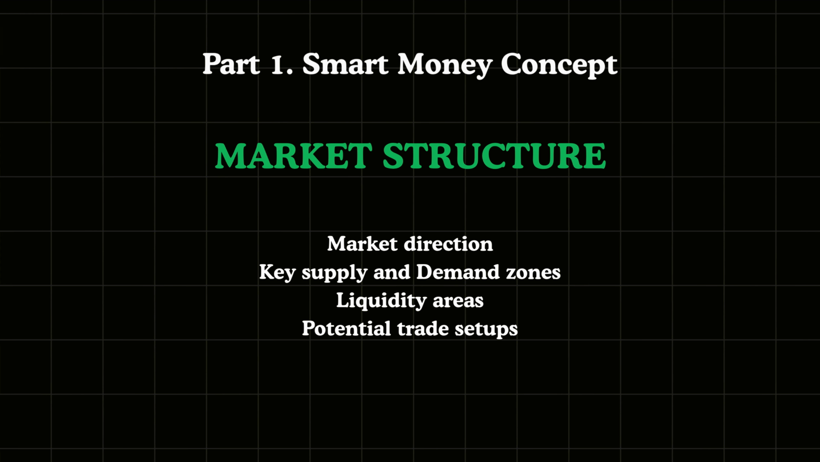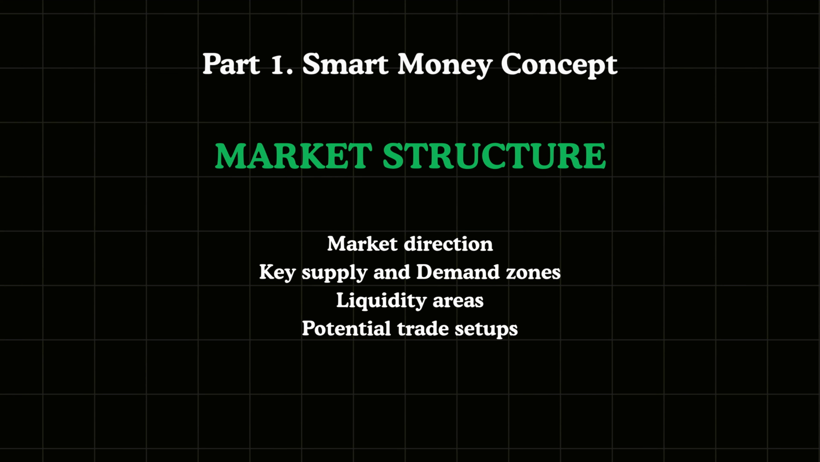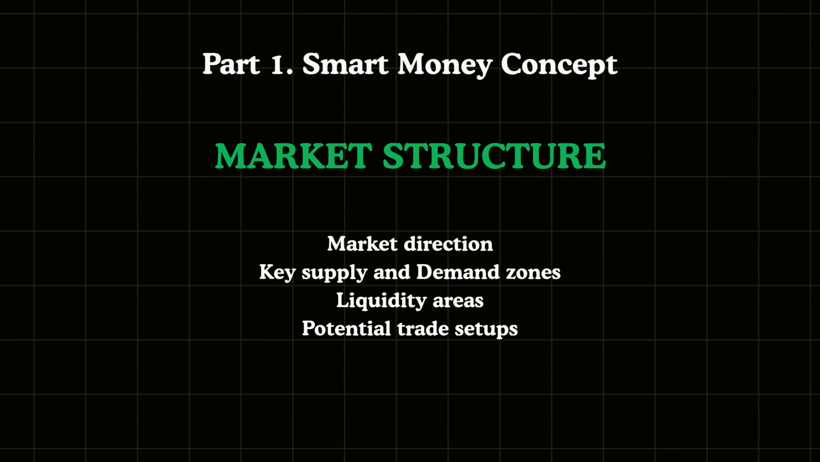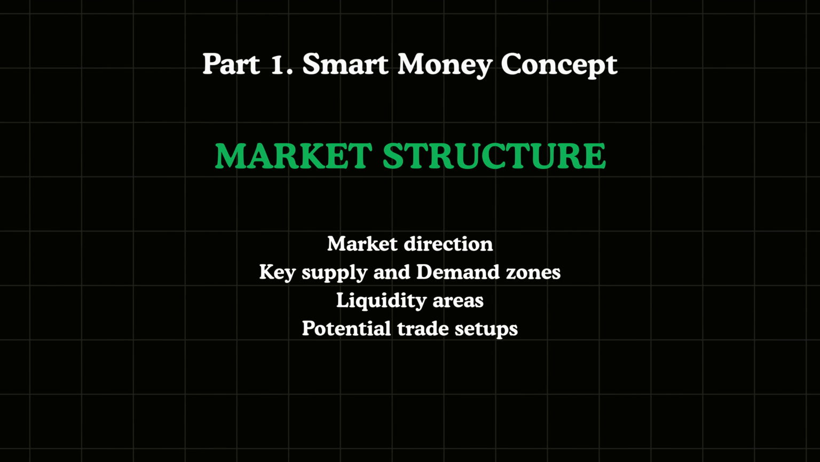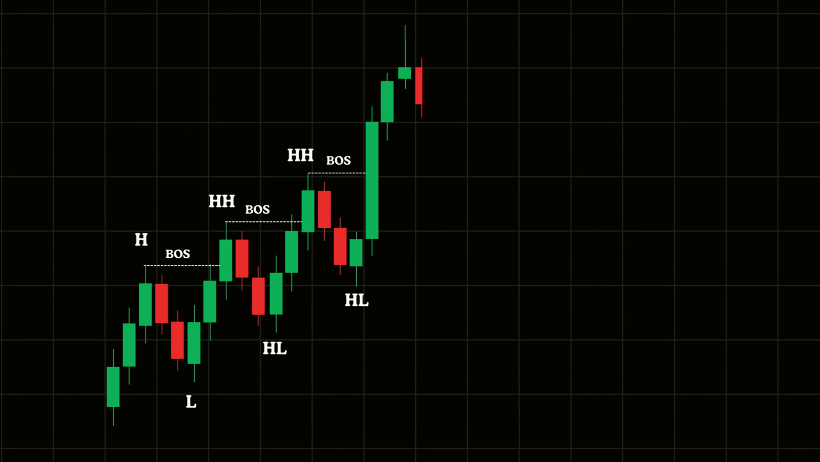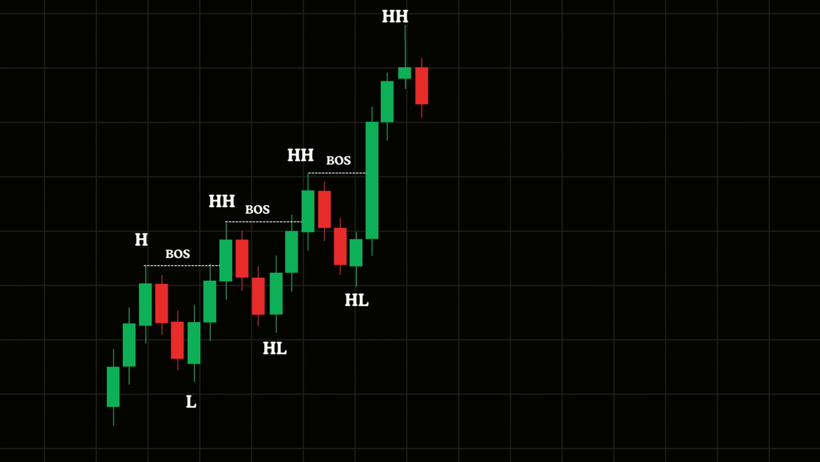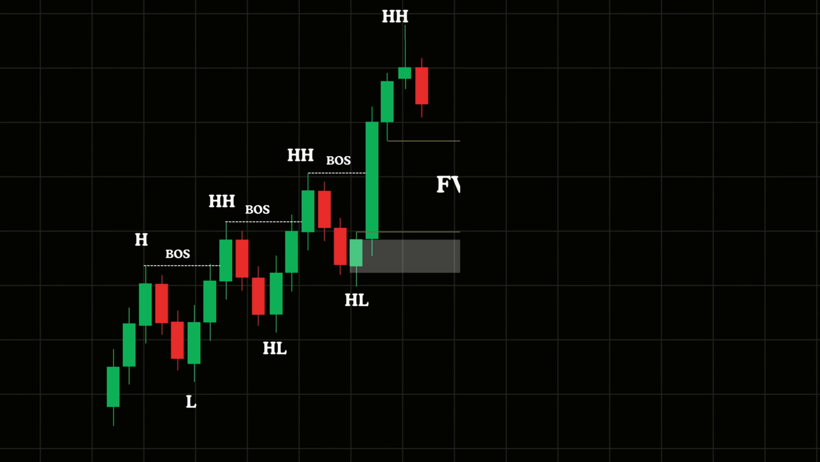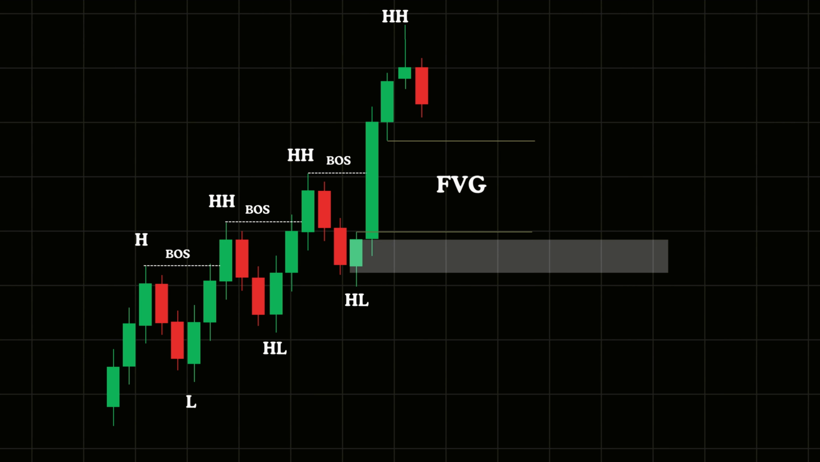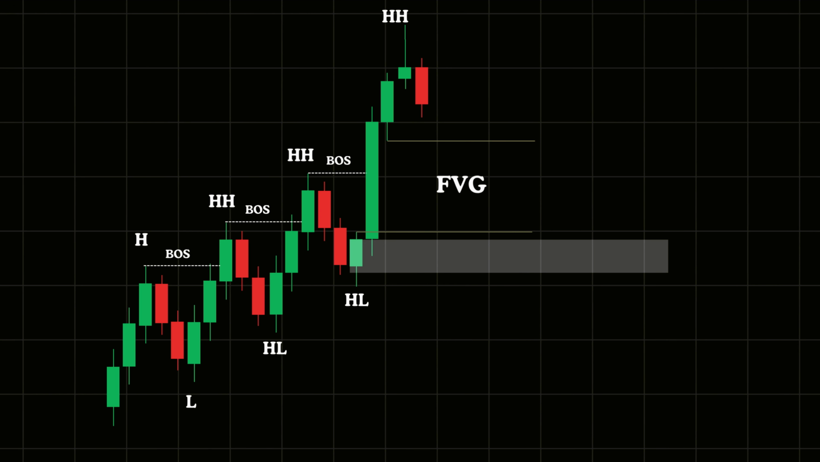Market structure reveals critical insights, like overall market direction, key supply and demand zones, liquidity areas, and potential trade setups. Now, let me walk you through some foundational ideas around smart money's approach to market structure. In a textbook uptrend, price action forms consistent higher highs and higher lows. Each time the market pushes past structure to the upside with visible imbalance, a new demand level forms by default. This buyer-seller imbalance is spotted by identifying fair value gaps, FVGs, in price movement.